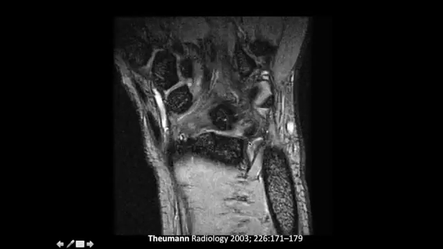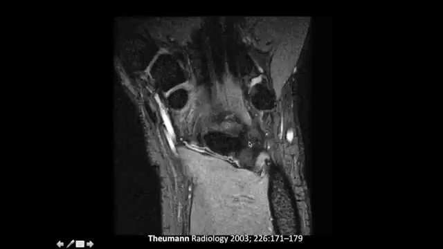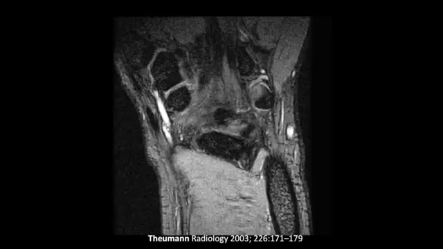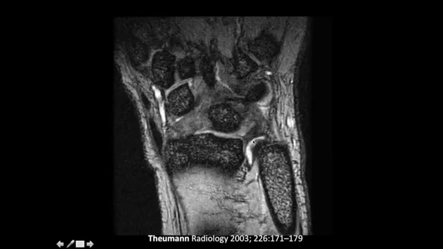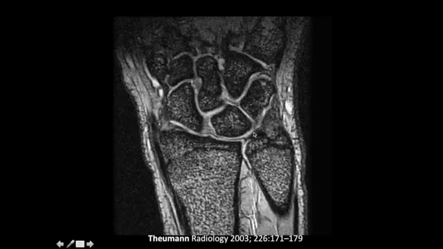Along the medial margin of the distal radius, we shall see a ligament extending from the radius into the ulna, and this is the volar distal radioulnar ligament. We shall also see a ligament traveling between the ulna and the lunate. This is the ulnolunate ligament, and a ligament traveling between the ulna and the triquetrum. This is the volar ulnotriquetral ligament.